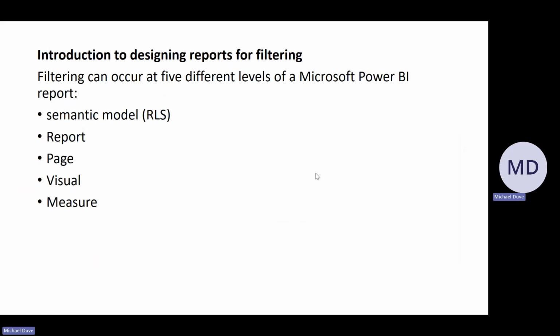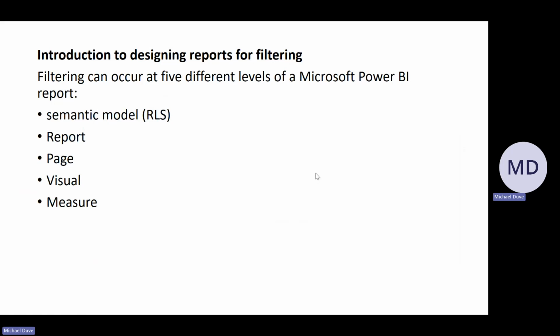That you can also use in your Power BI interactive environment, whether it's locally installed or the one that you can also use from your online virtual environment, that is the servers from Microsoft. So filtering can occur at 5 different levels in Microsoft Power Business Intelligence. That is semantic model, that is row level security. Then you can go into report, then page, visual, measure.